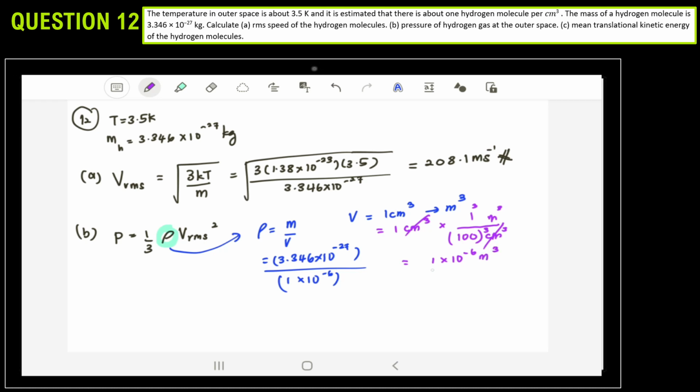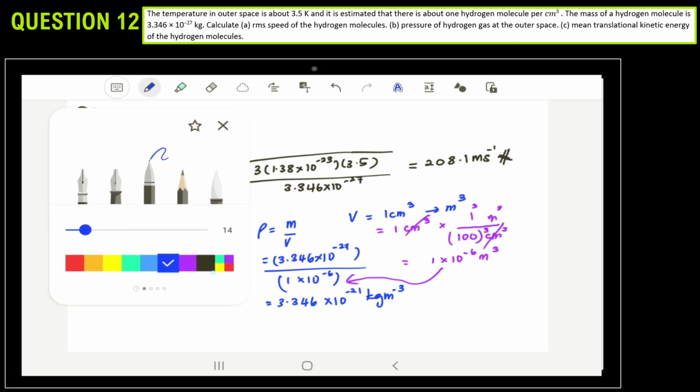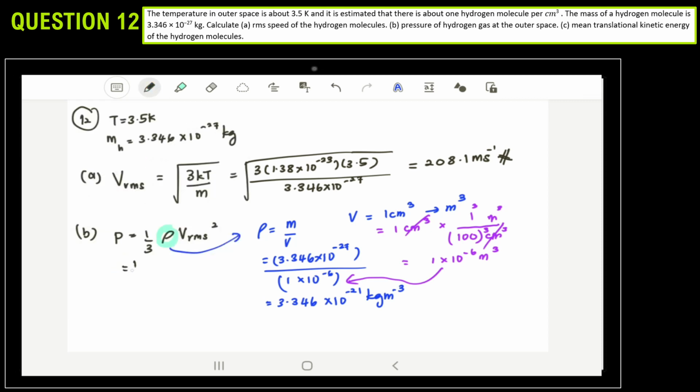So you can substitute here, and then the density you will get is 3.346 exponent negative 21 kg per meter cube. Alright, so now let's solve for the pressure. It's equal to 1 over 3 and density 3.346 exponent negative 6 squared.